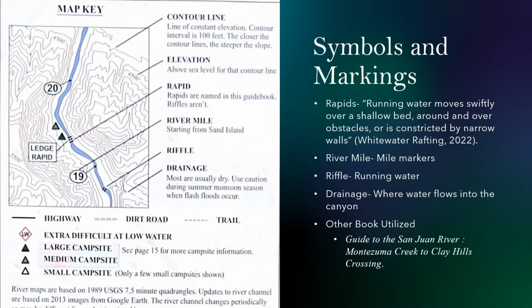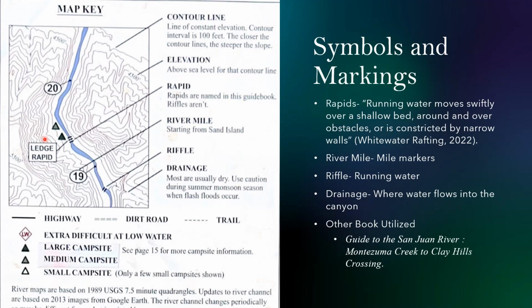The rapids in this book are listed with 3 horizontal lines or more to indicate the class of the rapid. Larger rapids are classified and named to help identify them as you are on the river. As you can see, we have Ledge Rapid. That is the name, and then we have 3 horizontal lines, which indicates that it's a class 3 rapid.